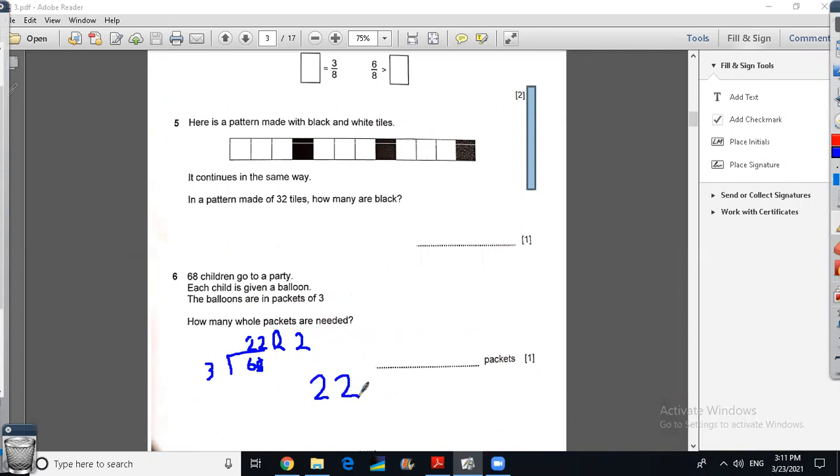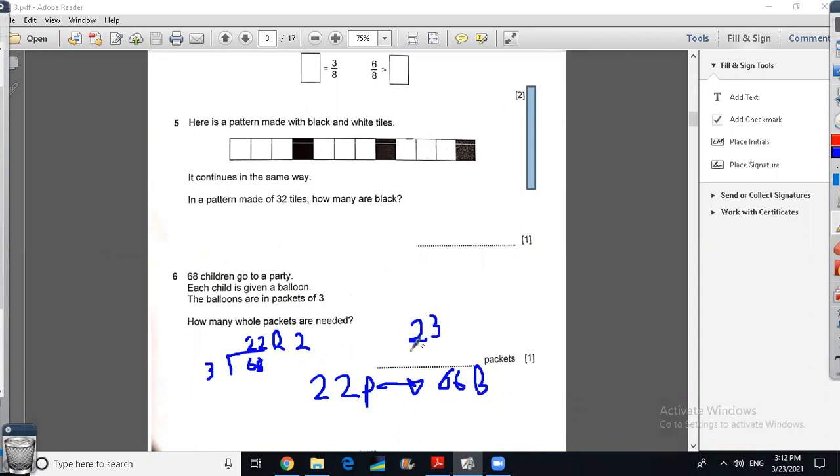22 packets will give me how many balloons? In each packet, there are 3. So 22 packets will give me 66 balloons. But I need 68 children. Oh, so I need to buy another packet, which is 23.